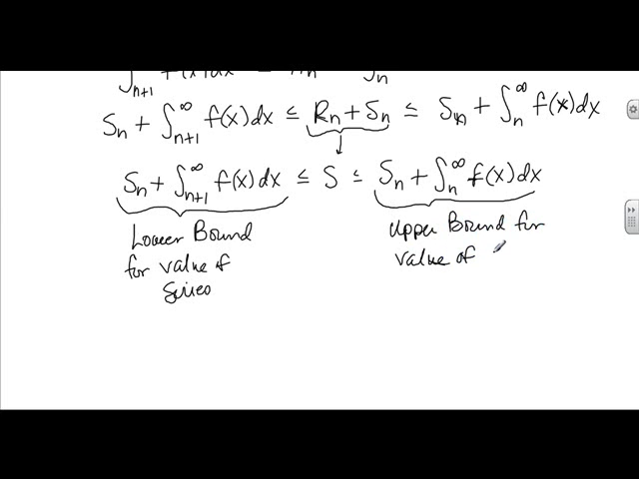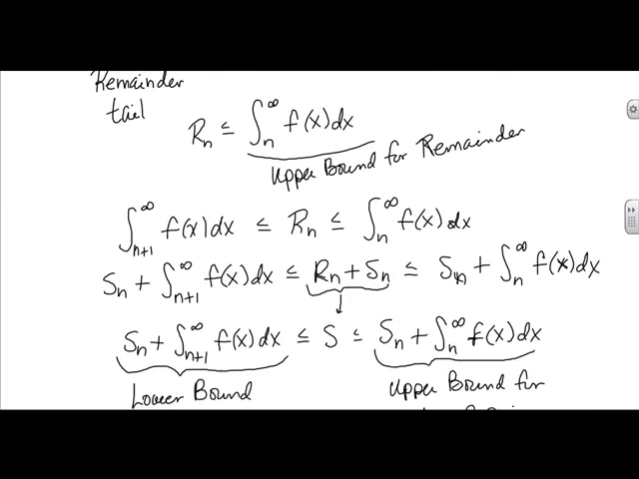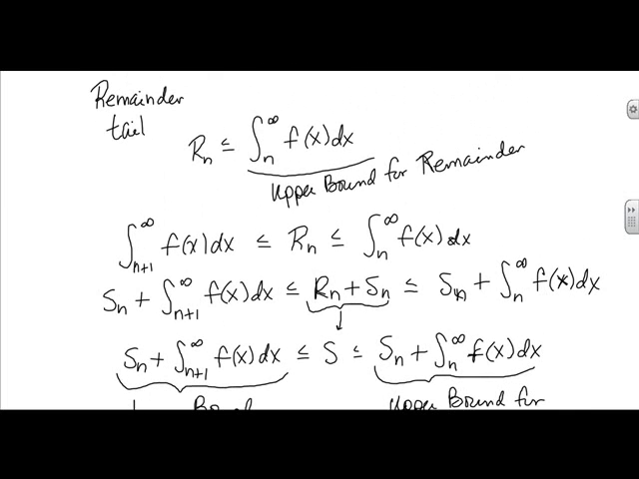So the information here allows us to find an upper bound for the remainder. The improper integral from n to infinity is going to be greater than or equal to the value of our remainder. We're also going to be able to find a lower bound, a value our series value has to be greater than, and an upper bound, a value our series value has to be less than. So basically what this last line does for us is it gives us an interval that we know the series value has to be within.